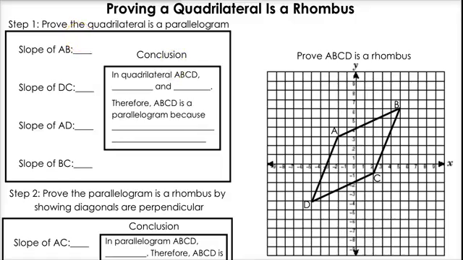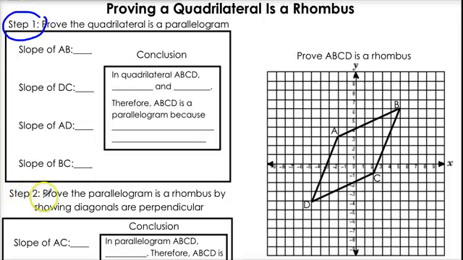All right, for the second part of this lesson, we're going to prove that a quadrilateral is a rhombus. And we're going to do this in 2 steps. The first step is just to do exactly what we've been doing. We're going to first prove that it's a parallelogram by showing opposite sides are parallel. That is your first step.